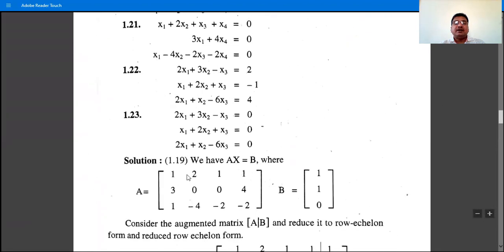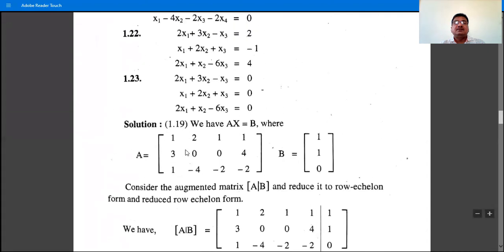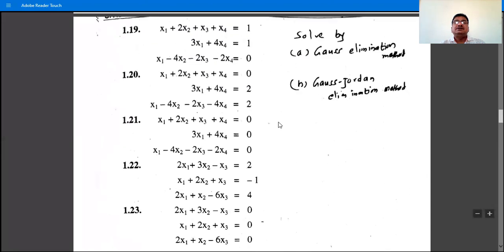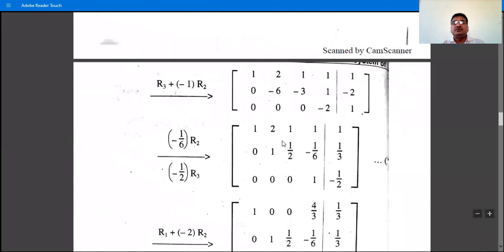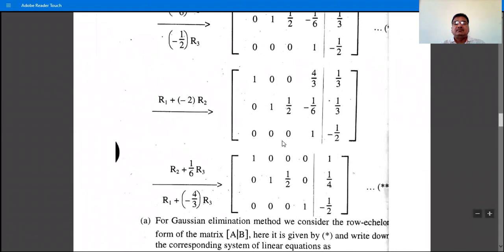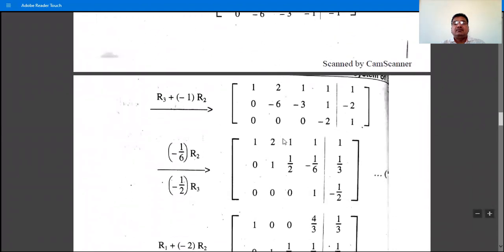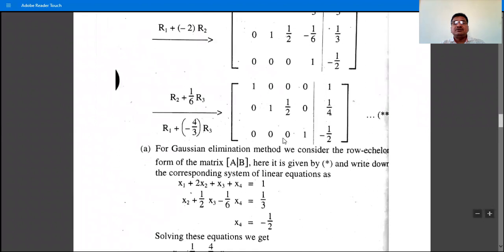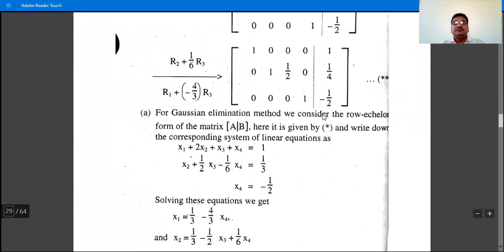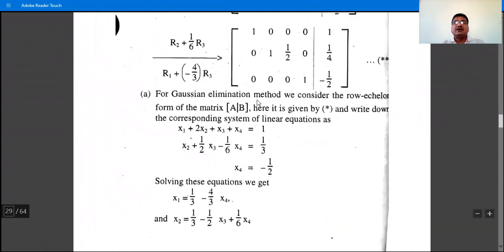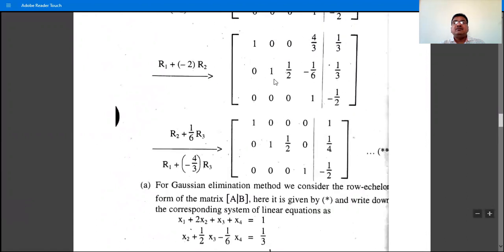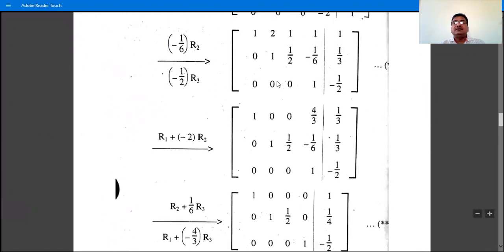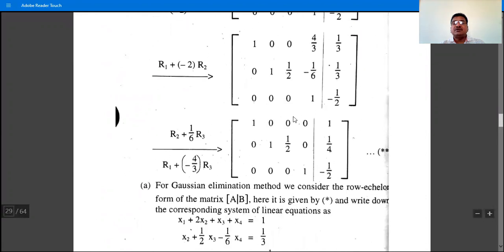The answer of 1.19. Consider the augmented matrix AB and reduce the matrix to echelon form or reduced row echelon form. So this is the reduced row echelon form and this is the echelon form. So rewrite the equations after reducing the matrix to echelon form. So this is the echelon form and this is the reduced row echelon form.